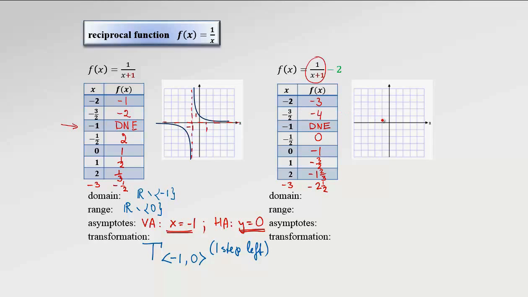And let's see those points on the grid. -2, -3. That's -2 to -1, so -3 is here. -3 halves, -4, so -3 halves, -4 somewhere there. -1 doesn't exist, so we'll have a vertical asymptote here at -1. -1 half, 0, so it's here. 0, -1 over there. 1, -3 halves somewhere here. 2, -1 and 2/3 somewhere there.